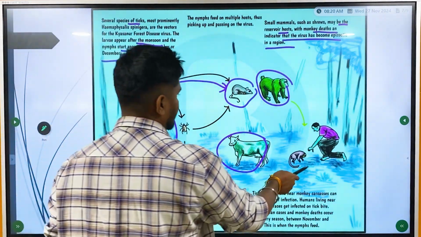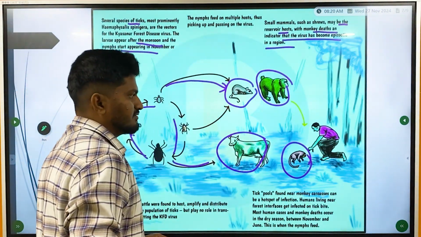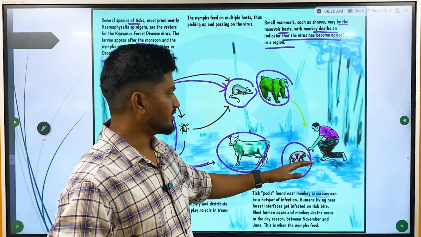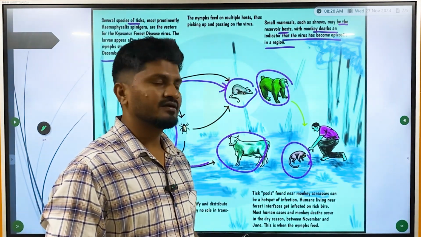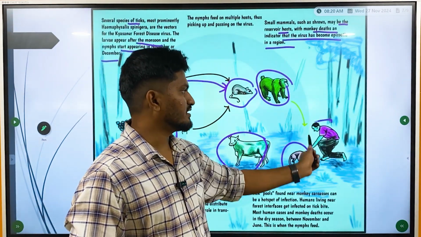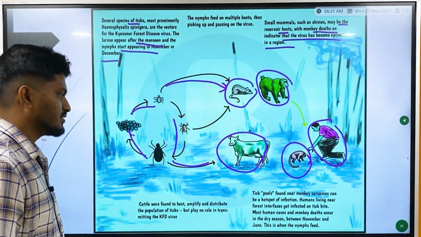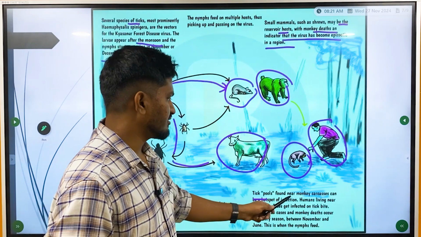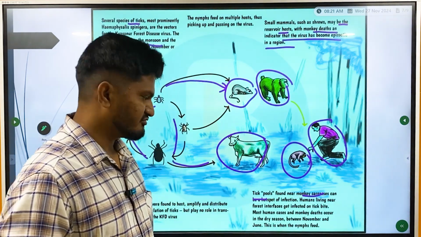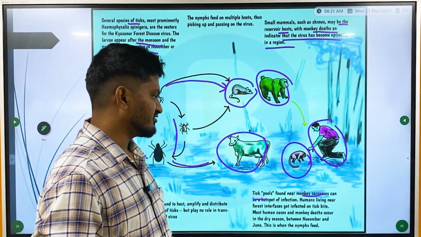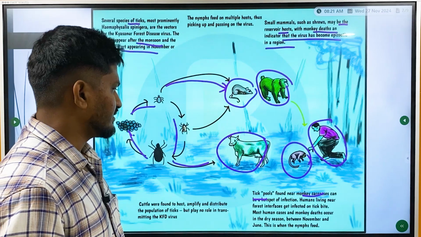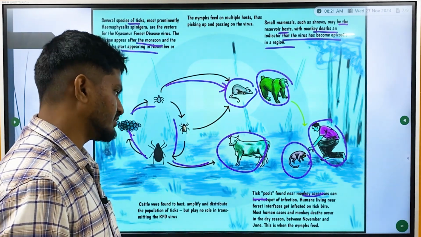So here, if there is an animal which is dead, and if a human being is coming in contact with a dead animal which is infected by KFD, then he is also going to receive the disease. He is also going to get infected with the disease. So tick pools found near monkey carcasses can be a hotspot of infection. Humans living in the forest interfaces get infected on tick bite.